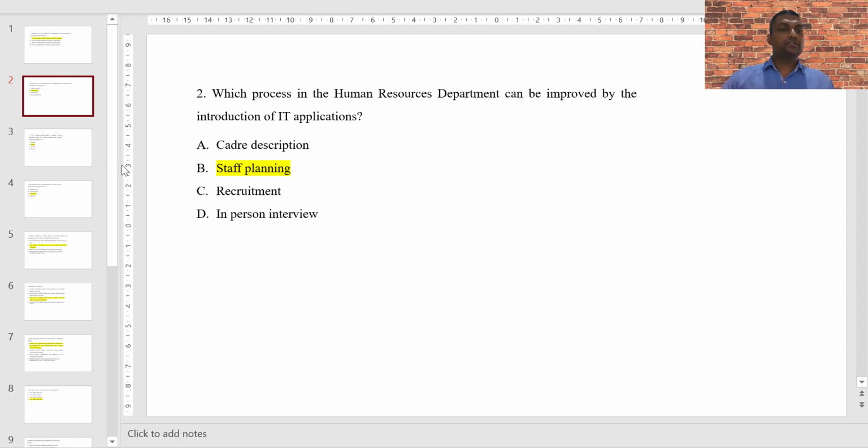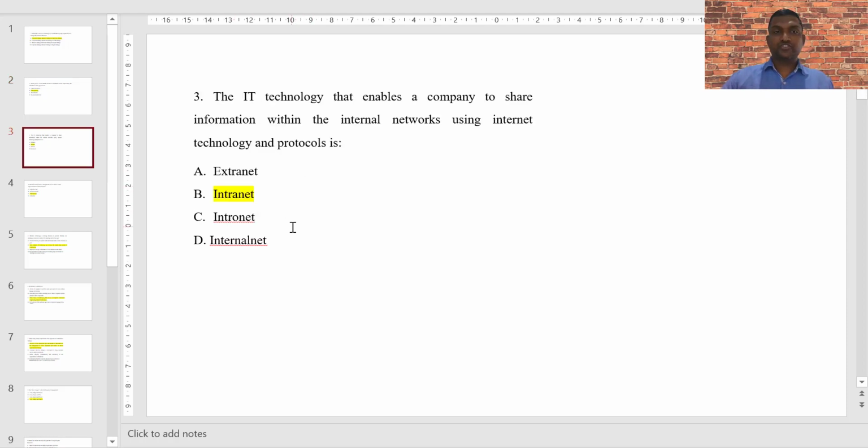Right? So let's move on to the third question. The IT technology that enables a company to share information within the internal networks using internet technology and protocol. There are several types of networks explained in the study guide. If you really look at the question, because sometimes there can be a slight difference in the question, the answer will also be different based on that.